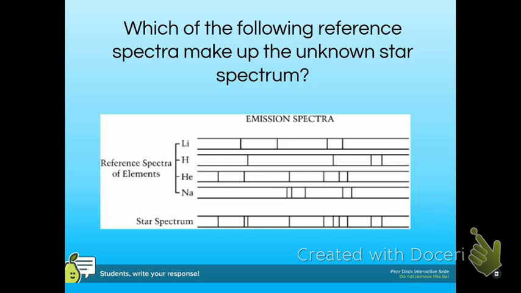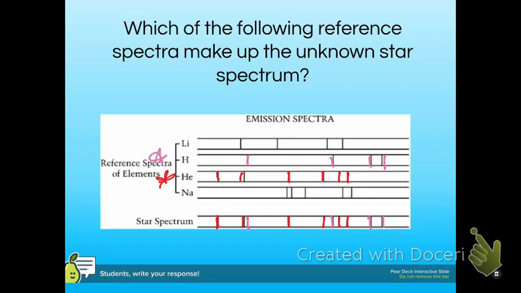Good. I would definitely say helium's in there. Let's look at helium. Here are my lines for helium. If I look at my star, this line, this line, this line, this line, and these two all match. So I would say helium is a match. What's my other match? Hydrogen. Very good. So hydrogen's right here. We have these 4 lines, and you can see those 4 lines show up right in there. So this star would be made up of hydrogen and helium.